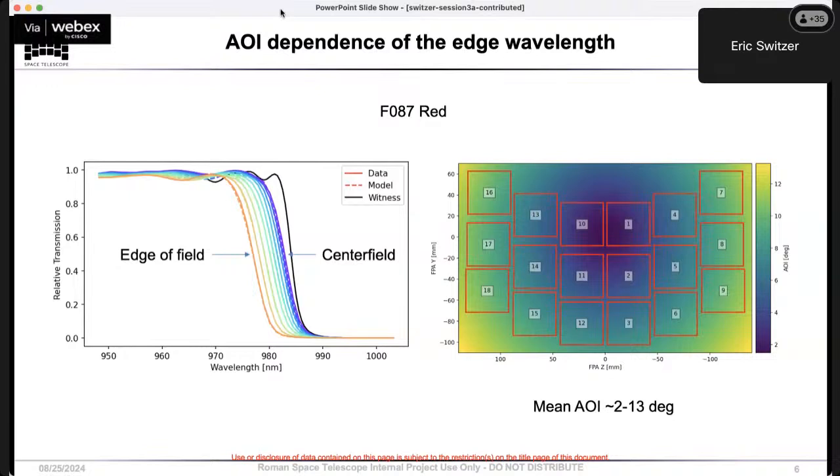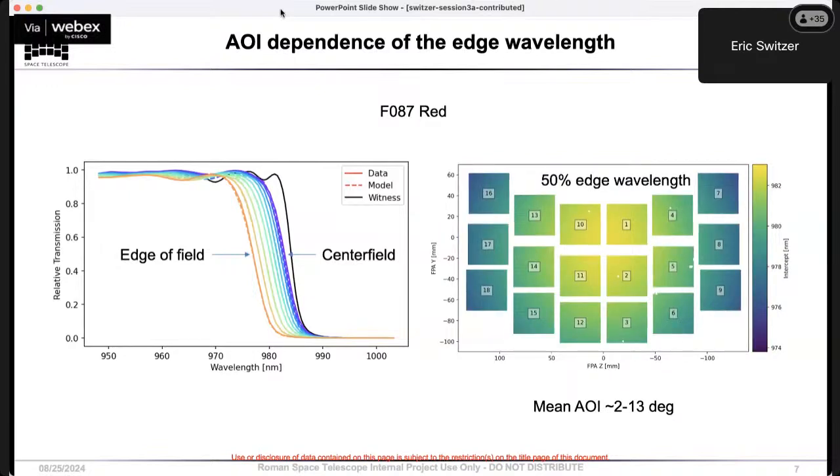The figure on the right shows the range of angles of incidence that drive this angle of incidence dependent blue shift. These range up to roughly 13 degrees. This shows the red edge wavelength across the field running roughly from 977 to 983 nanometers.